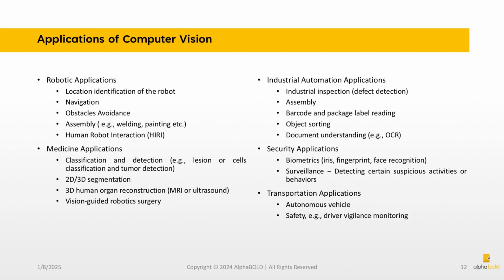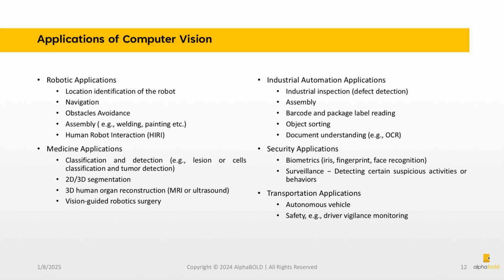Applications of computer vision. Robotic applications: location identification of the robot, navigation, obstacle avoidance, assembly, e.g., welding, painting, etc., and human-robot interaction. Medicine applications: classification and detection, e.g., lesion or cell classification and tumor detection; 2D/3D segmentation; 3D human organ reconstruction, MRI or ultrasound.